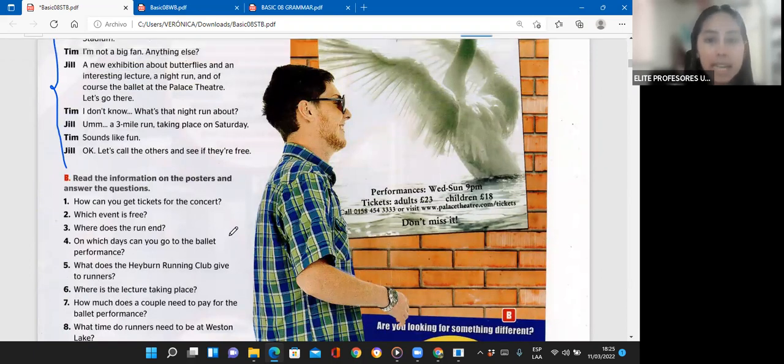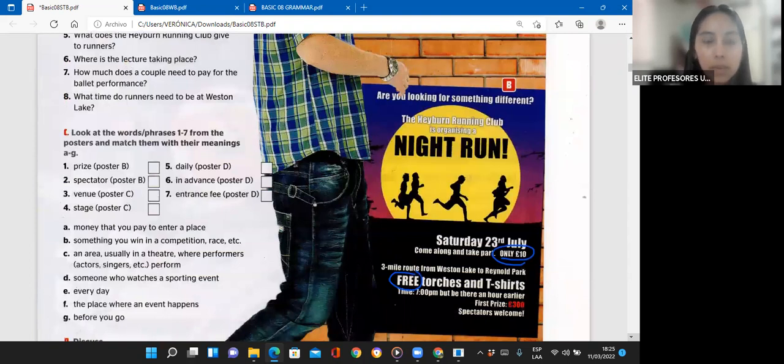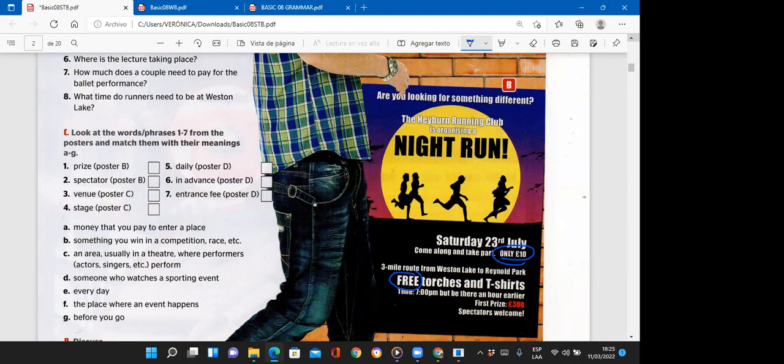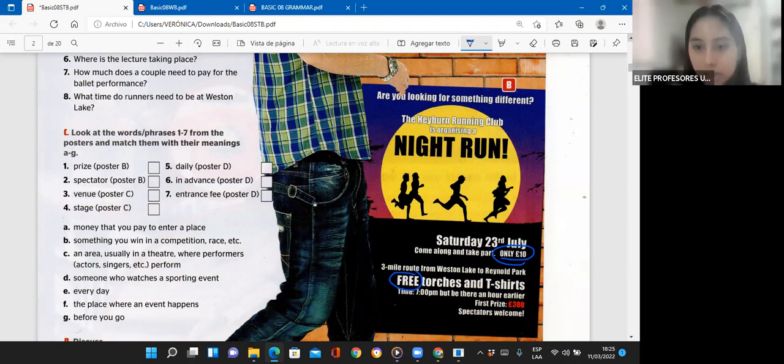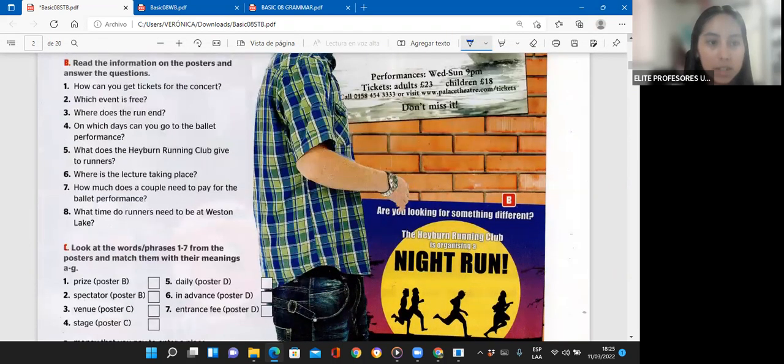Ok, three. Where does the run end? Where is the run? I think it's B, right? B. When does the run end? In Reynolds Park? Reynolds Park, yes. 3 mile run from Weston Lake to Reynolds Park. That's right. This is three. Very good. Okay, what about four?